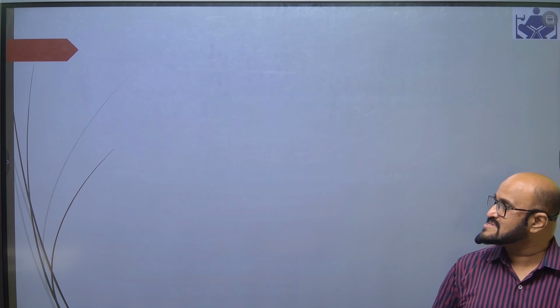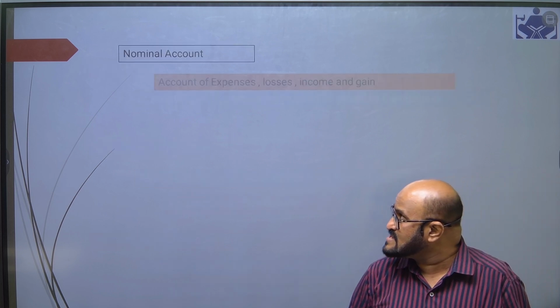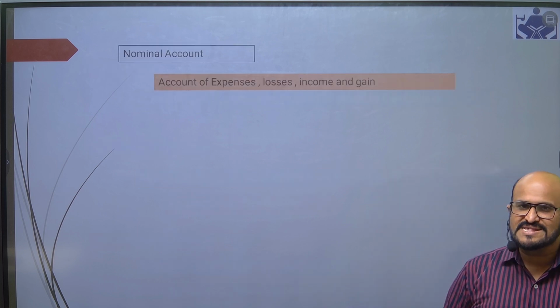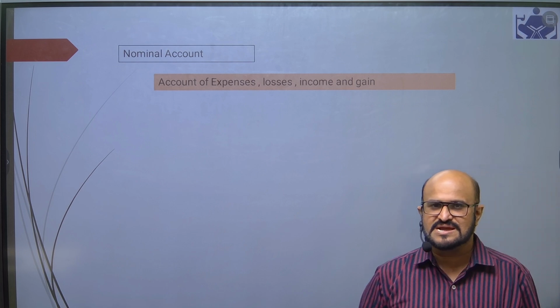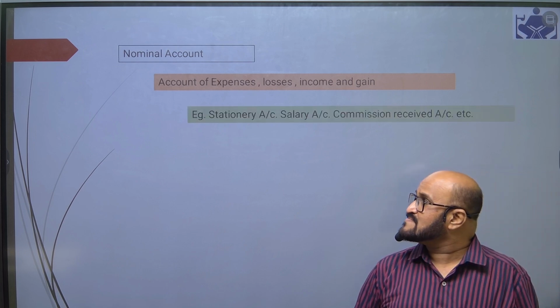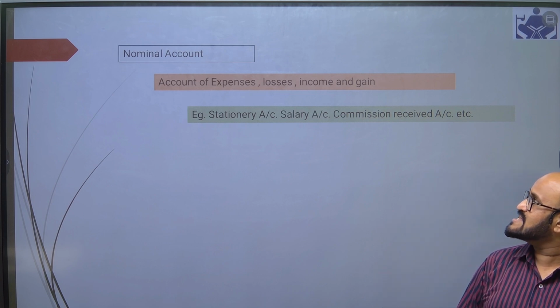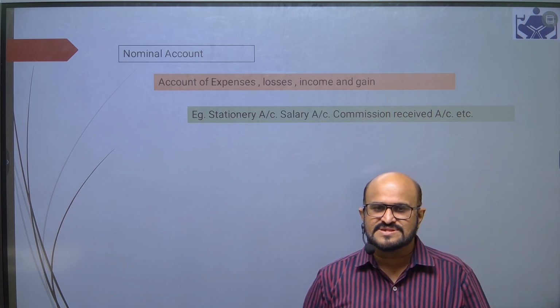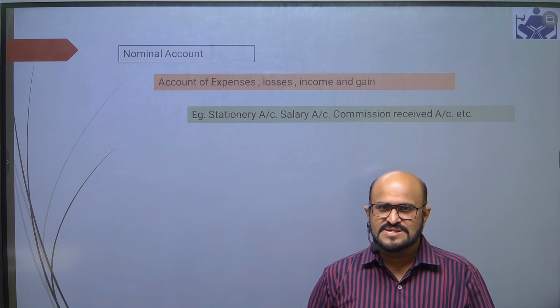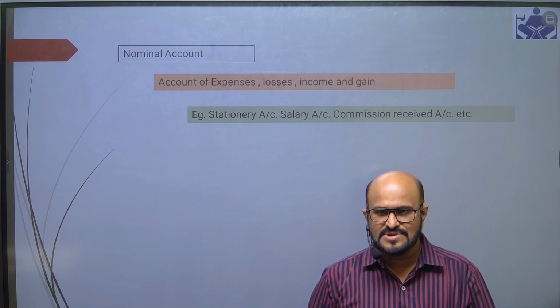Now let us move on to the last one, which is called a nominal account. It is an account, as I have told you earlier, which is representing any expenses, losses, income or gain. So examples are stationery, salary, commission received, etc. So overall, we have seen three types of account: personal account, real account and nominal account.